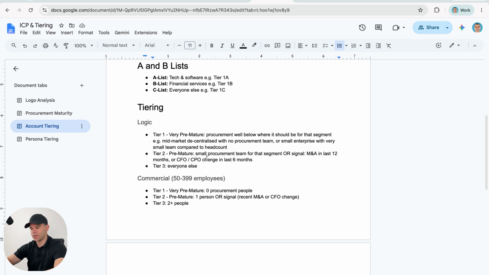And then a CFO or a CPO change in the last 6 months. Okay, so if they don't have a procurement team, then the CPO is not going to be relevant, but if they do, then it will be relevant. Okay, and then tier 3 is everybody else.